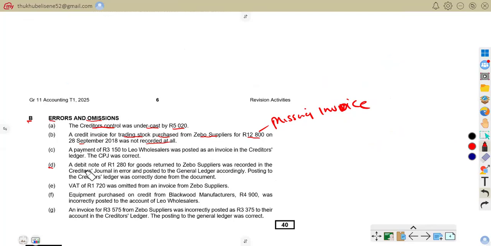D says a debit note of 1,208 for goods returned to the suppliers was recorded in the creditors journal in error. Get that straight: it was recorded in the creditors journal in error. So it means this transaction does affect our creditors journal and was posted to the general ledger accordingly. In the general ledger, it was correct. Posting to the creditors ledger was correctly done from the document. That's what we are told.